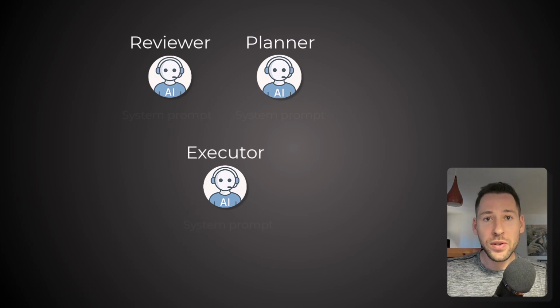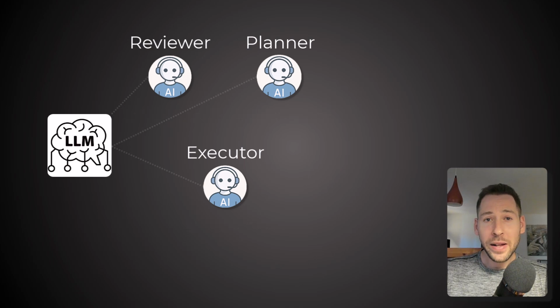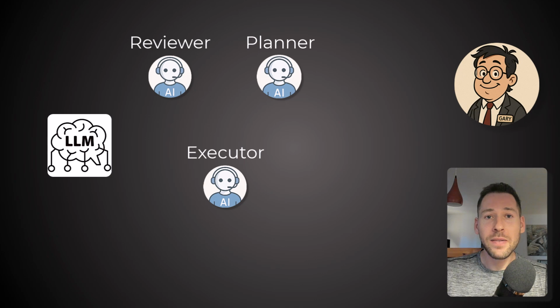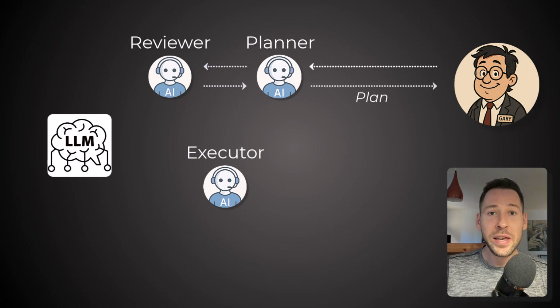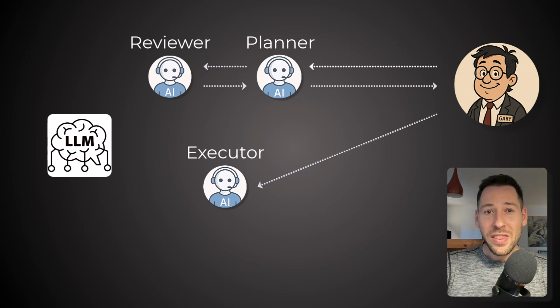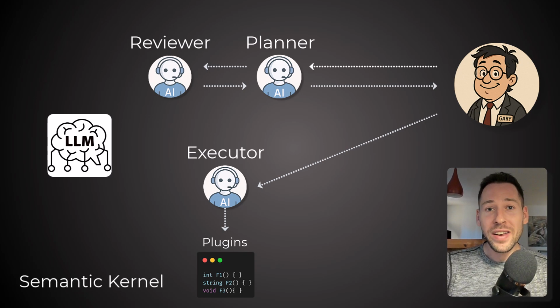Each one has a different system prompt, but they all share the same LLM. The planner generates a plan for whatever task Gary wants done, but instead of just running it, we pass the plan to the reviewer, who checks if the plan actually makes sense and gives feedback to the planner. Once Gary takes a look at the plan, he can send separate plan steps to the executor, who carries them out. To let the agent actually do things, we need to give it access to real functions in our code, and Semantic Kernel makes wiring all of these things together surprisingly easy.